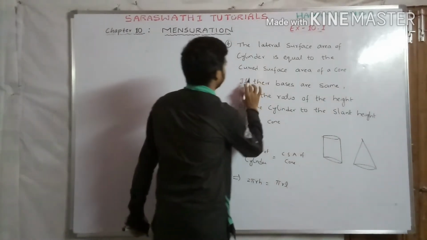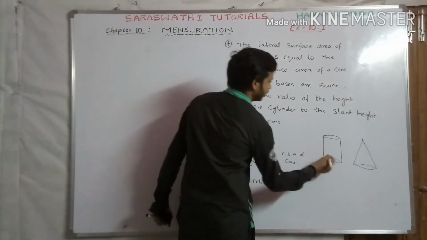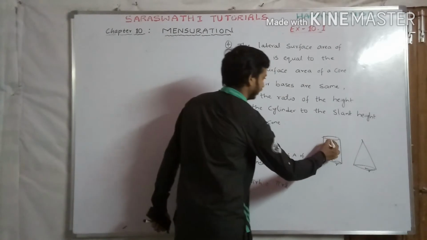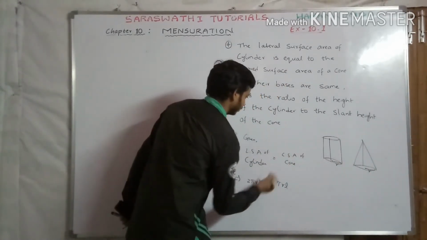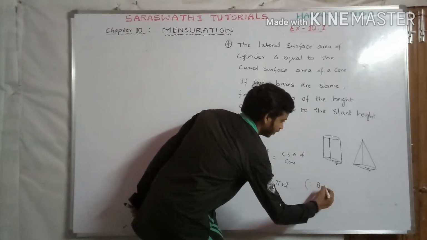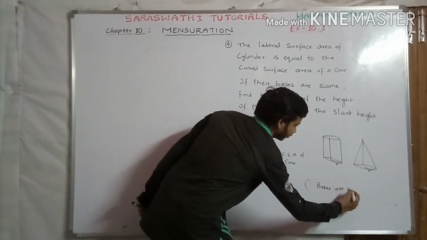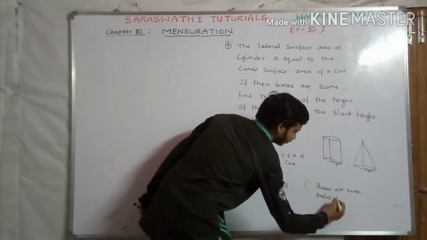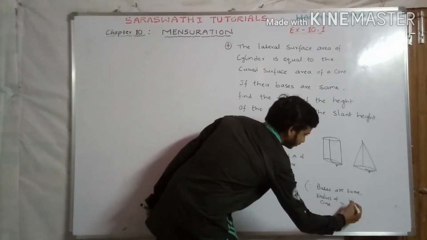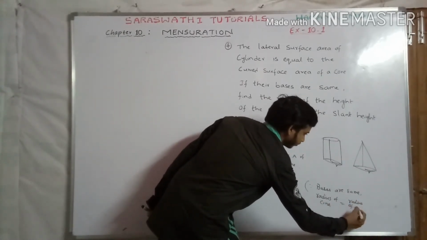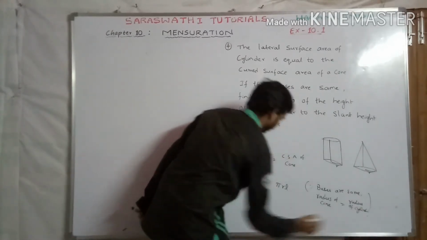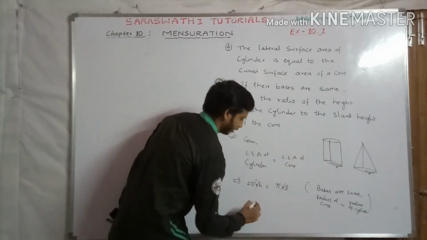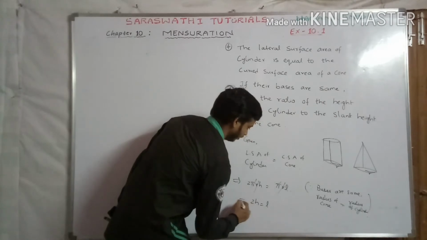Okay, so given that the bases are the same, that means the radius is also the same. So the radius of the cone equals the radius of the cylinder. That means r equal to r, so we can cancel r and r. Now pi also gets cancelled. So 2h equal to L, we have obtained.